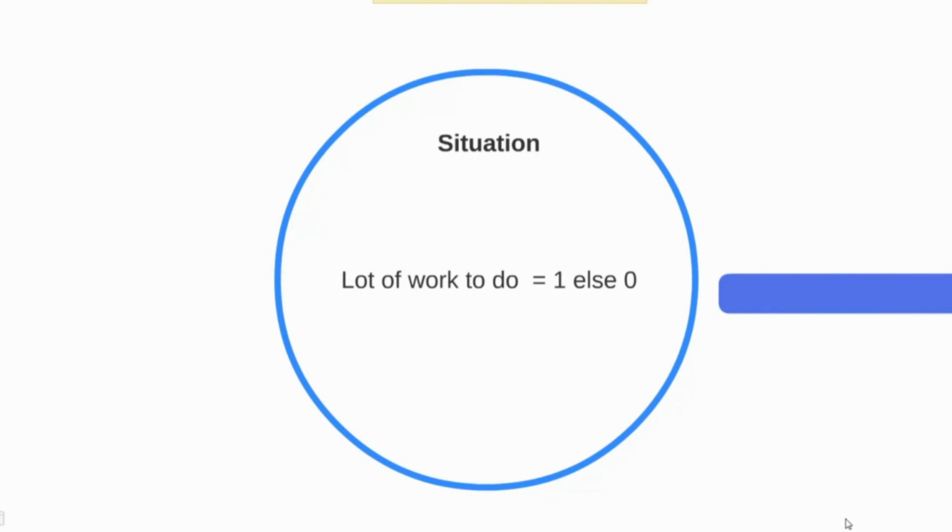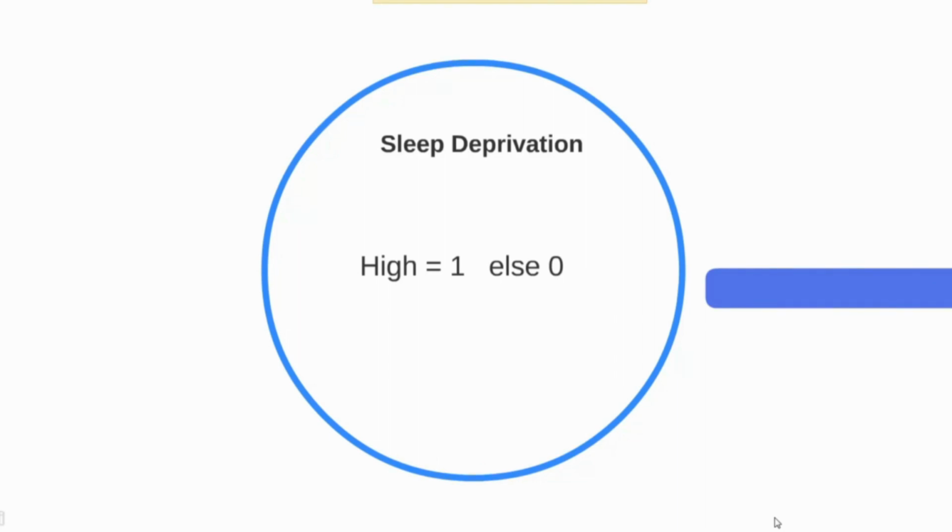The next parameter is called situation. So the positive situation is a lot of work to do. So that means you're going to give a 1 to the network. If there's any other situation, you're going to pass a 0 to the network. The next parameter is sleep deprivation. If it is high, then you're going to pass 1, else you're going to pass 0. So just a quick recap. So we have the input layer. In the input layer, you have the input parameters, and based on the input parameter, you are evaluating and sending a binary input to the perceptron. So you're going to send either a 0 or a 1.